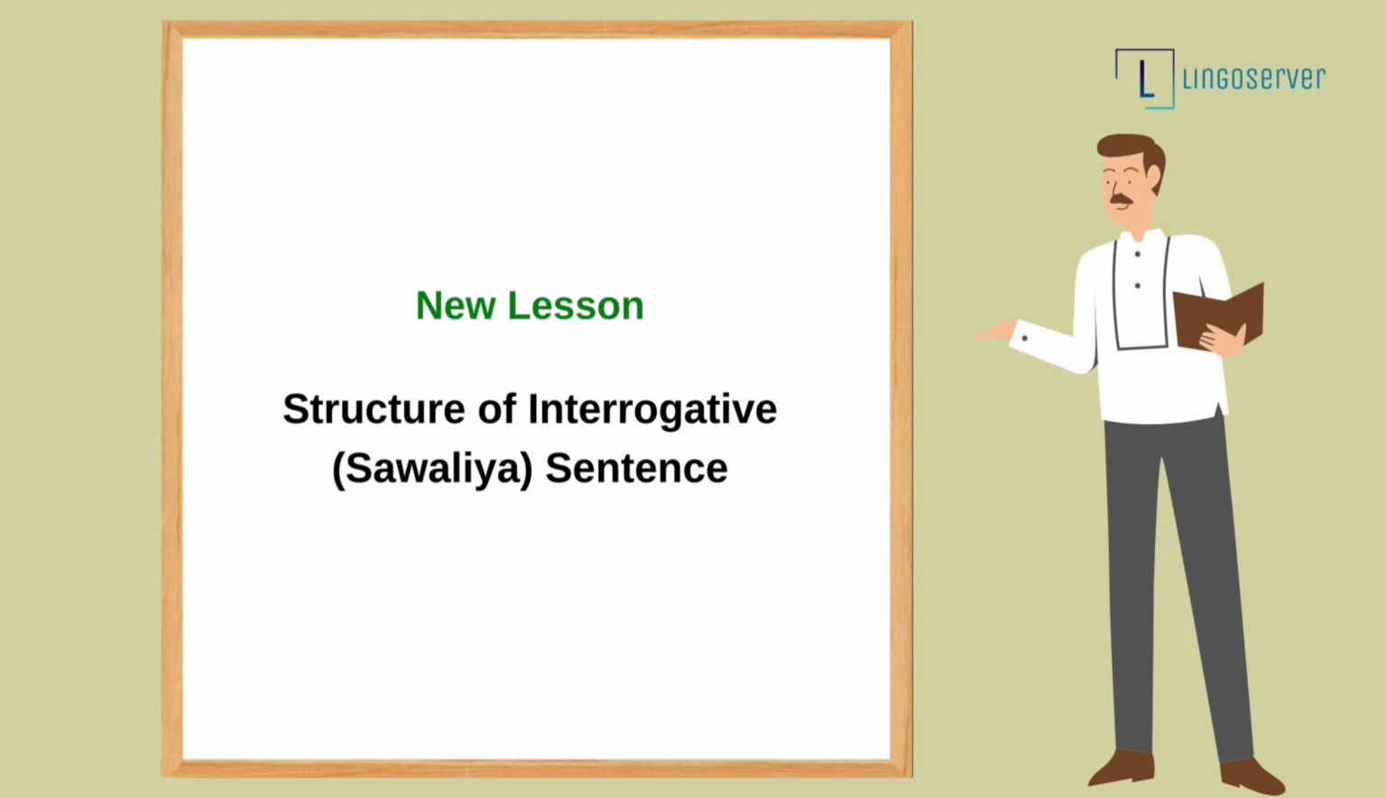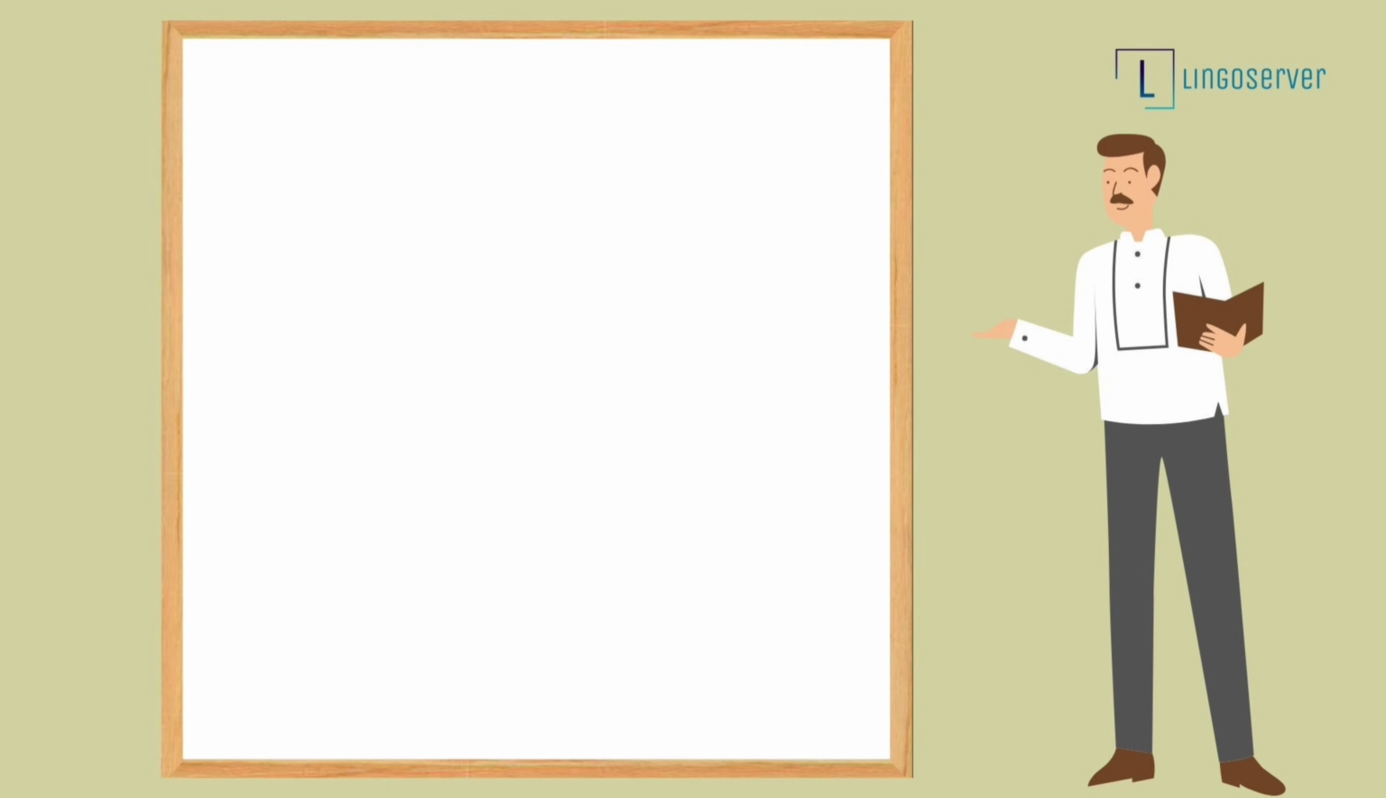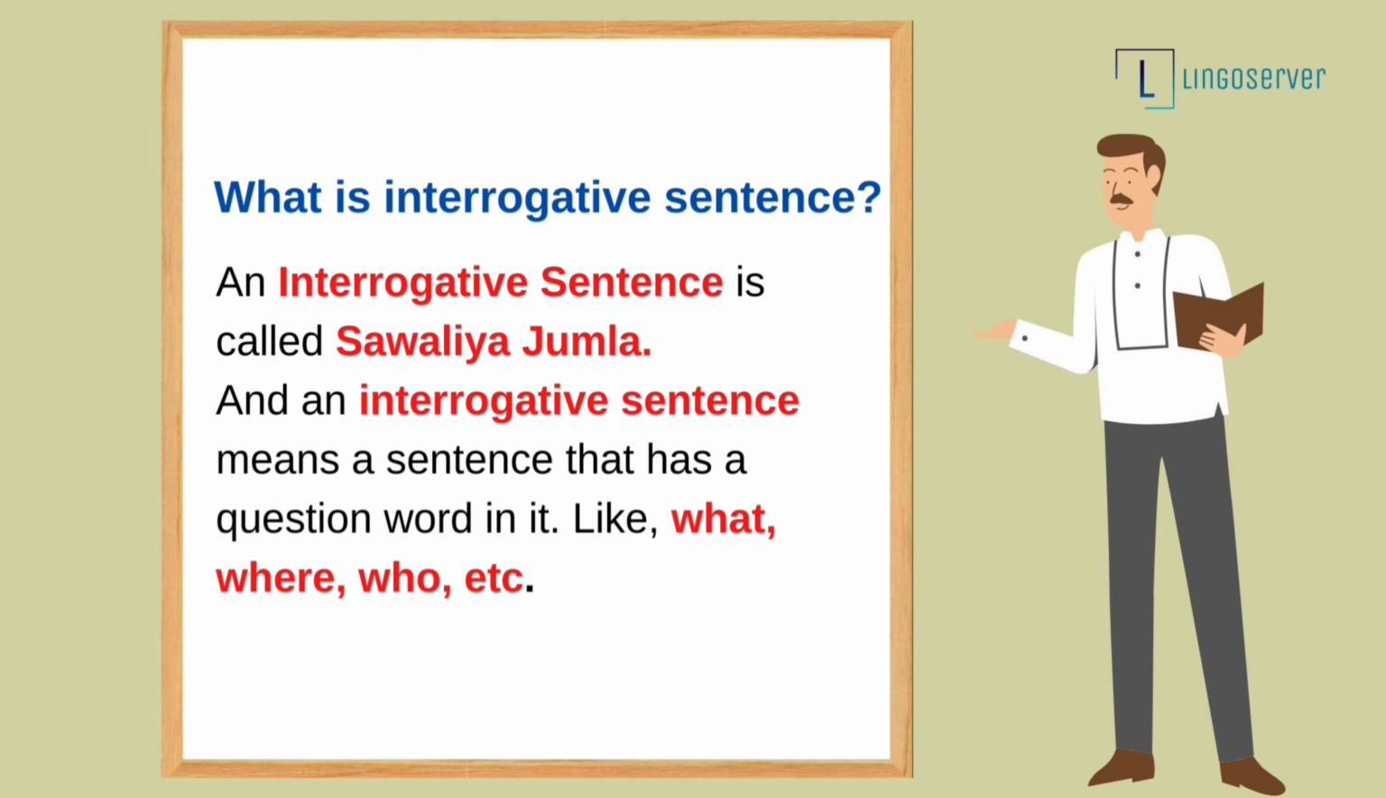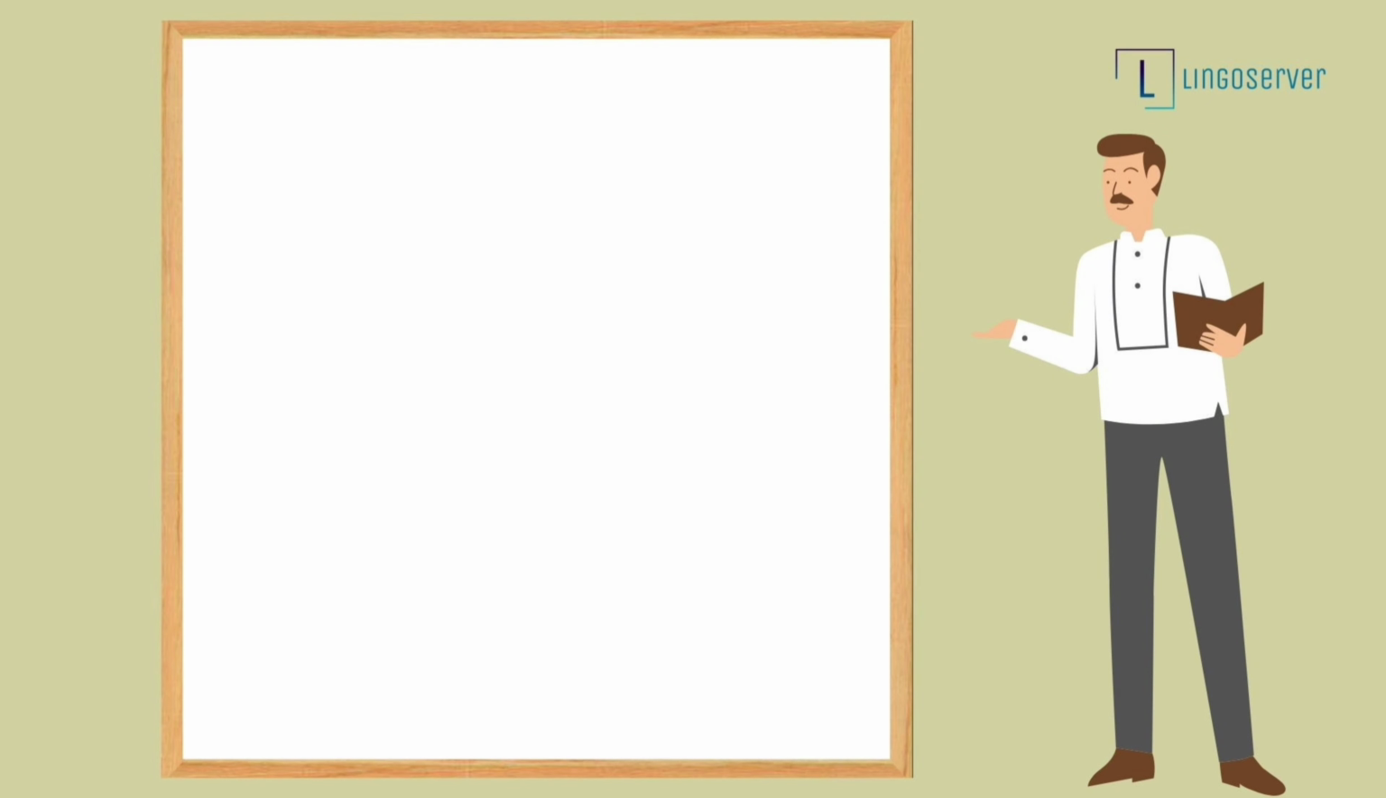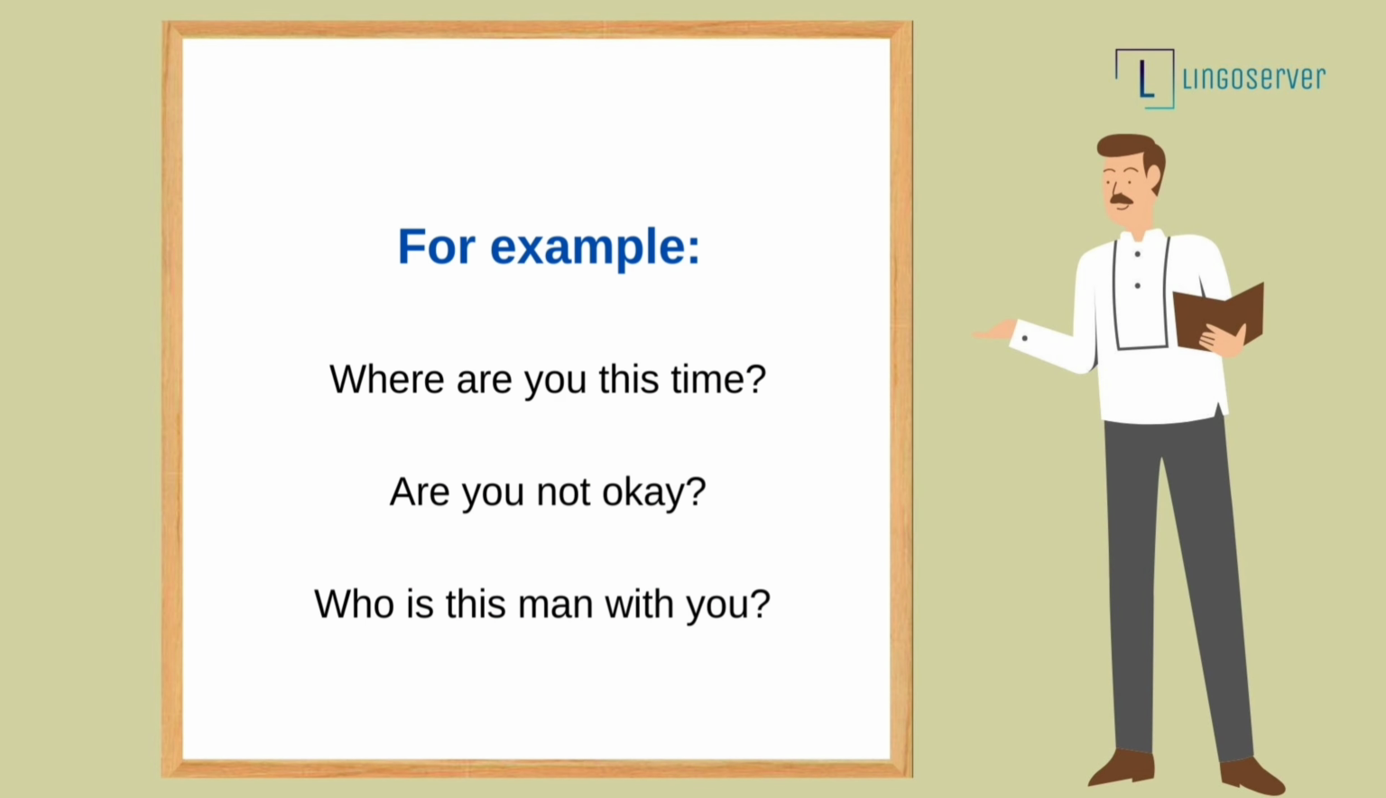Before we start the structure of interrogative sentences, we should know what does interrogative sentences mean. In Urdu, an interrogative sentence is called as Sawaliya Jumla. And an interrogative sentence means the sentence that has a questions word in it, like what, where, who, etc. In this sentence, we ask questions about something or someone. For example, where are you this time? Are you not okay? Who is this man with you?